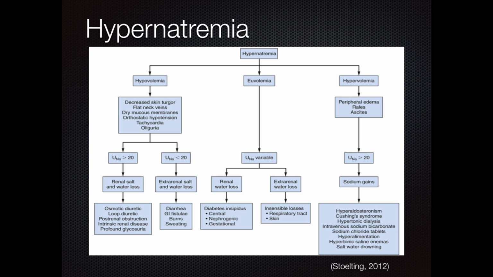Euvolemic hypernatremia can also be caused by renal and extrarenal issues. Renal issues include diabetes insipidus, while extrarenal issues include insensible losses from the skin and respiratory tract. Both hypo and euvolemic hypernatremia are caused by water losses, whereas hypervolemic hypernatremia is caused by sodium gains from hyperaldosteronism, Cushing's syndrome, hypertonic dialysis, intravenous sodium bicarbonate, sodium chloride tablets, hyperalimentation, hypertonic saline enemas, and saltwater drowning.